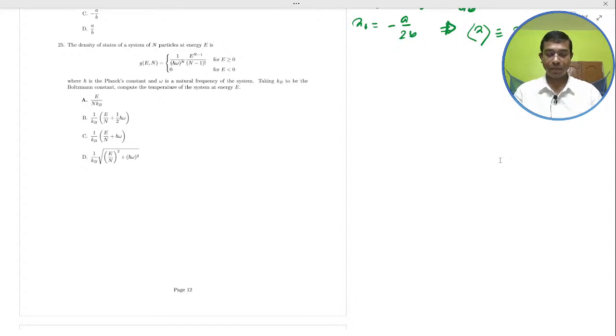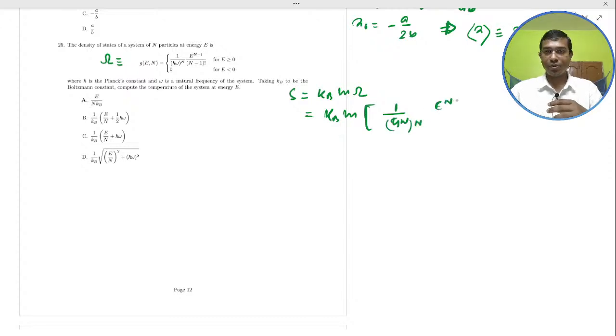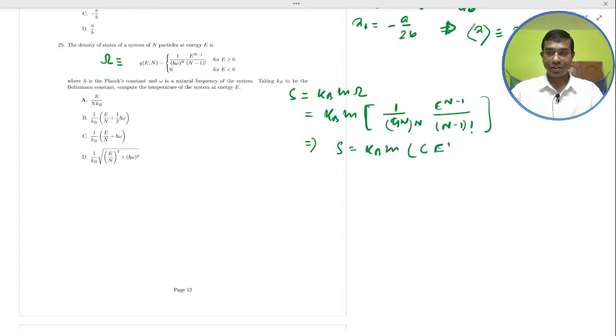G is given. So simple formula, S equal to Kb ln omega. Put in this value of omega. G means the number of microstates, omega. So S equals Kb ln of (1 by h cross omega)^n, E to the power n minus 1, divided by the (n minus 1) factorial. That means S equals Kb ln, where C is a constant, times E to the power n minus 1.